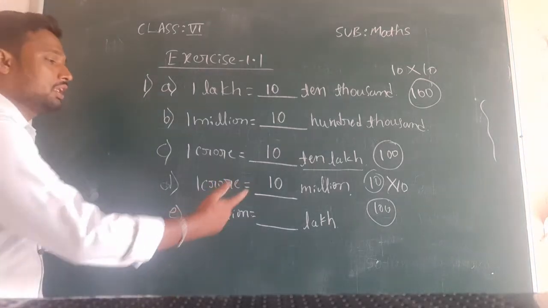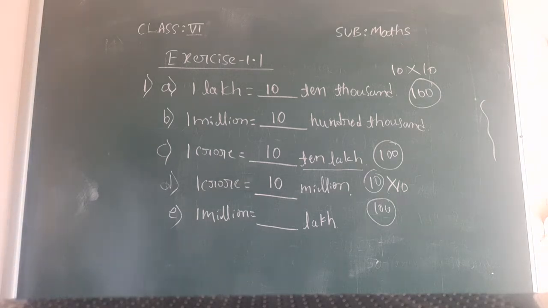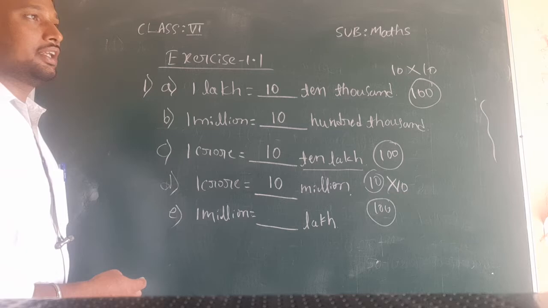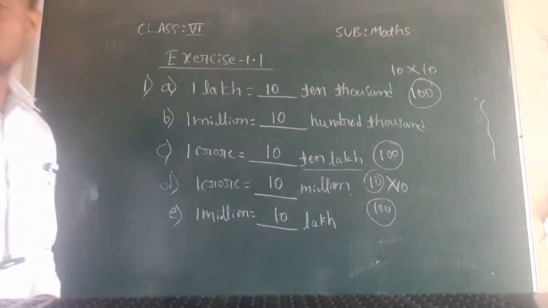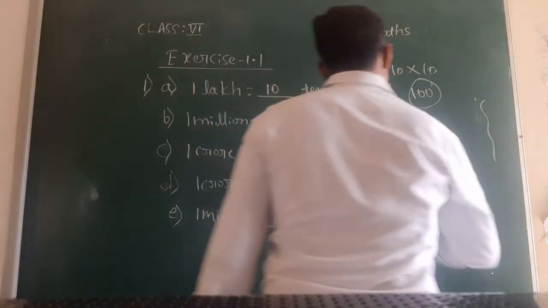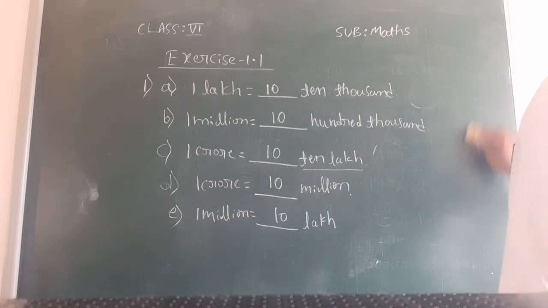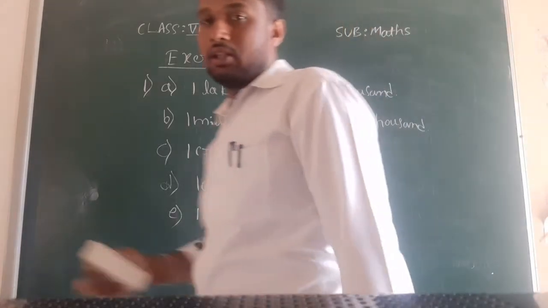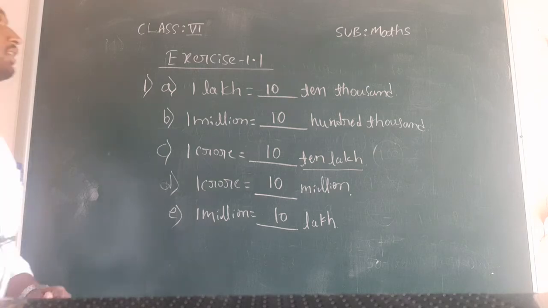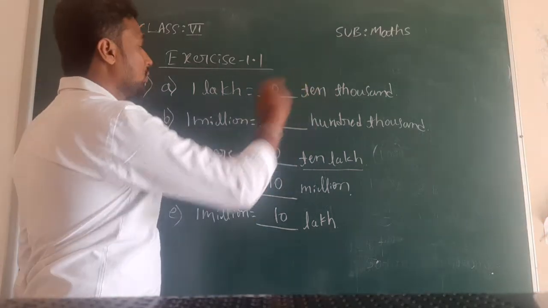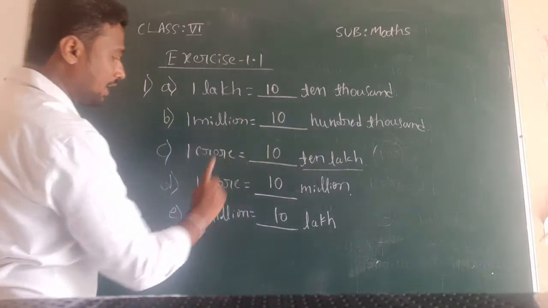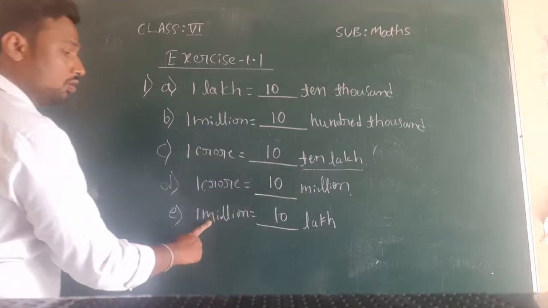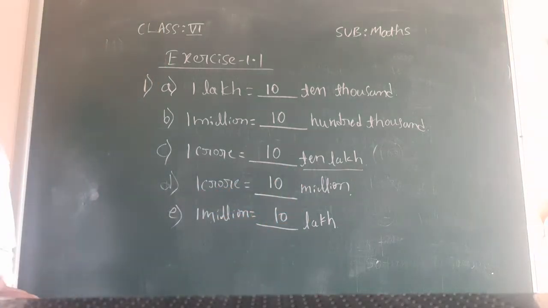Next, 1 million equals to how many lakhs? I already told this while explaining the international system of numeration: 1 million means 10 lakhs. You can directly remember all these values; for all of them you get the answer 10, so there is no confusion. 1 lakh means ten 10,000s. 1 million means ten 100,000s. 1 crore means 10 lakhs. 1 crore means 10 million. 1 million means 10 lakhs. So here the answer is 10.